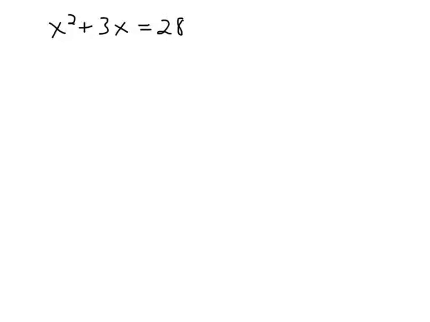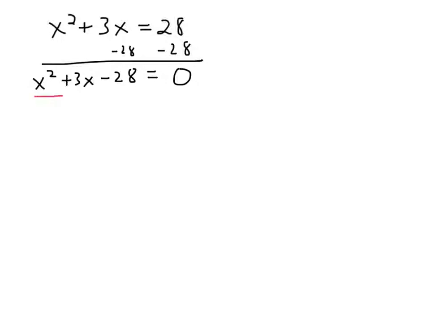Now, what are the steps? First, get 0 on one side of the equation. So to get 0 on one side, we'll have to subtract 28 from both sides of the equation. And that will bring down an equals 0 here. And on the left side, we'll have x squared plus 3x minus 28.